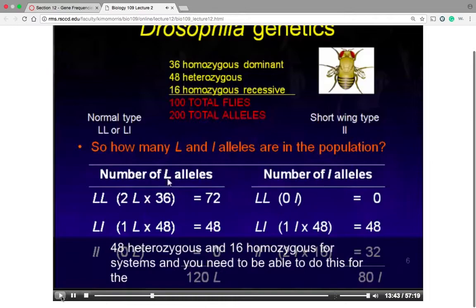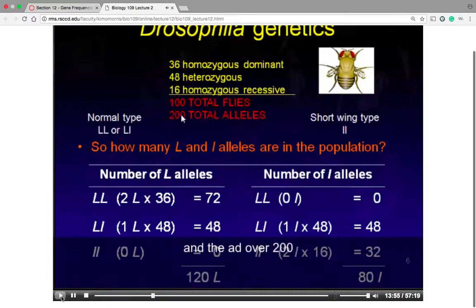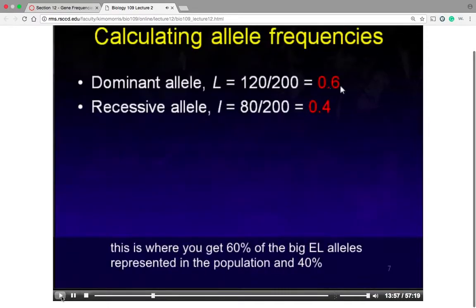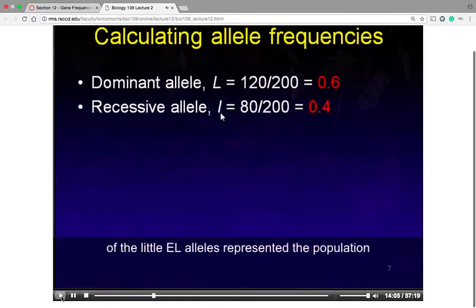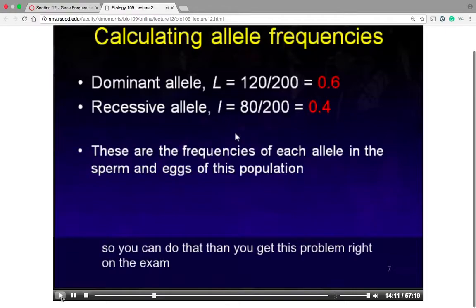And you need to be able to do this for the dominant allele and also the recessive allele. If you take 120 over the total allele count, which is 200, and 80 over 200, this is where you get 60% big L alleles represented in the population and 40% little l alleles. So if you can do that, then you'll get this problem right on the exam.